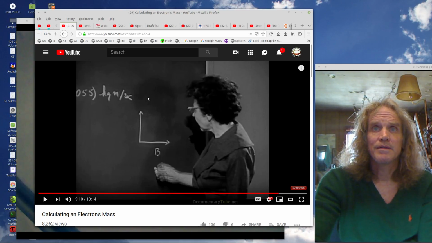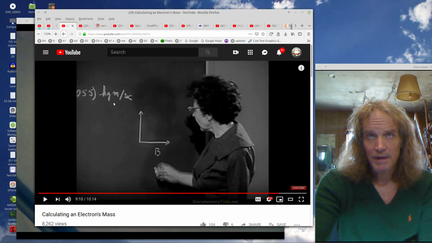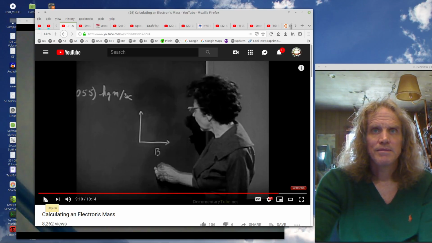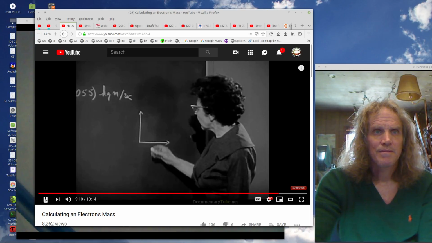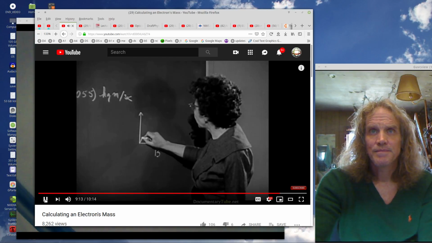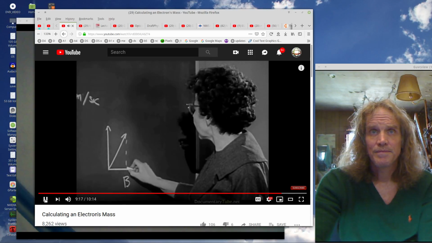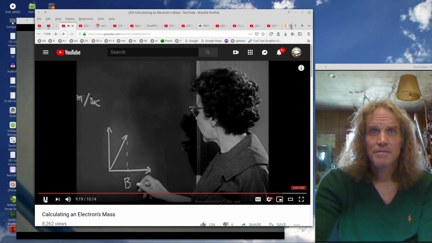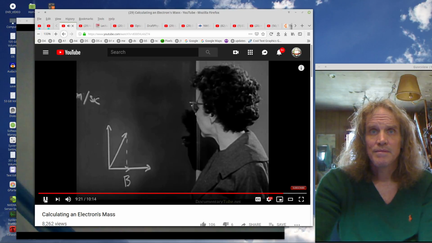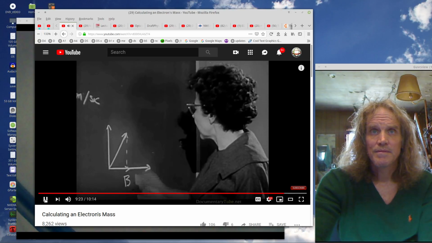The field is again pushing this way evenly in all directions. So the field is pushing towards that center. What would happen if we were to shoot them at an angle so that there would be a component of their velocity parallel to the field as well as one perpendicular?